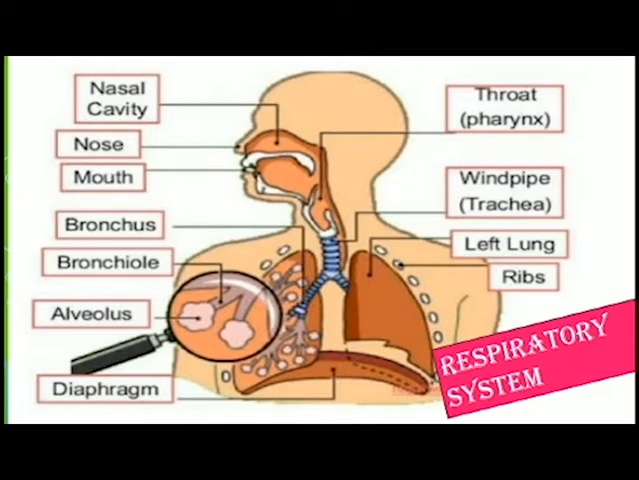Children, after entering the lungs, each bronchus divides to form a large number of smaller tubes called bronchioles. The bronchioles have tiny air sacs at their ends called alveoli. The walls of the alveoli are very thin and surrounded by very thin blood capillaries. The air from the trachea through the bronchi and bronchioles finally enters the alveoli.